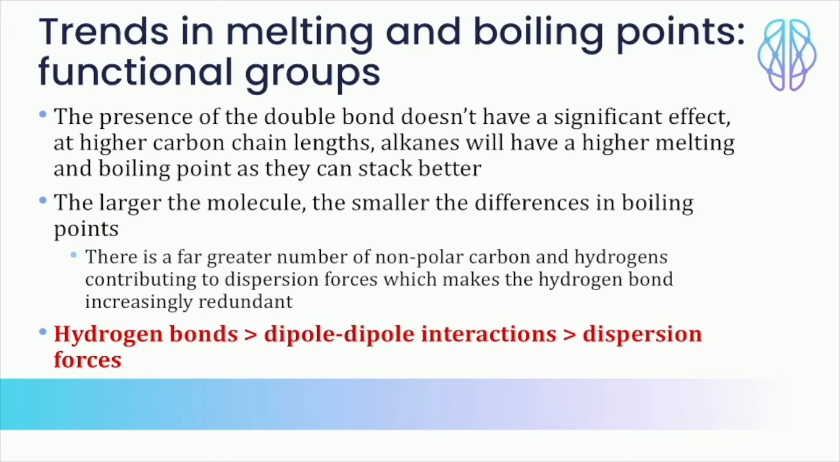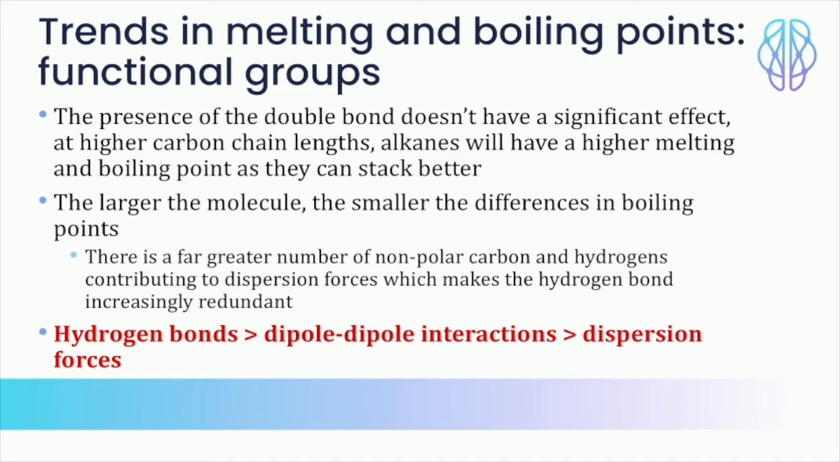So you might have seen this before. Hydrogen bonds, as you know, are stronger than dipole-dipole interactions, which are stronger than dispersion forces. Thus, a compound with a functional group that contains, or is able to make, hydrogen bonds, versus one that's only able to make maybe dipole-dipole interactions, will have the higher melting and boiling point.